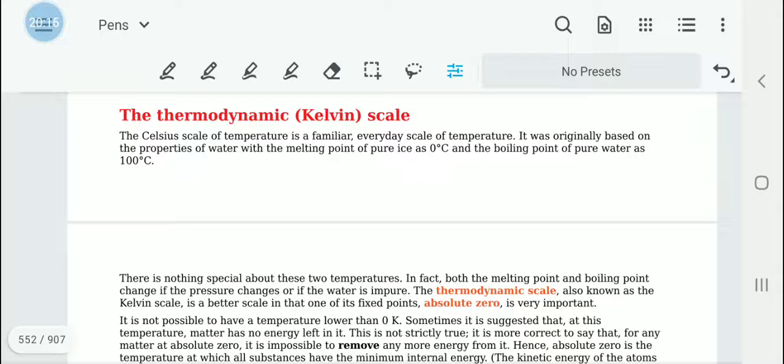Leave a subtopic, the thermodynamic Kelvin scale. Under that, write: Unlike the Celsius scale, the thermodynamic (Kelvin) scale does not depend on a physical characteristic like the melting and boiling point of pure water.